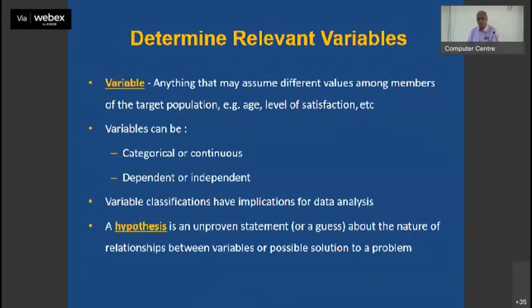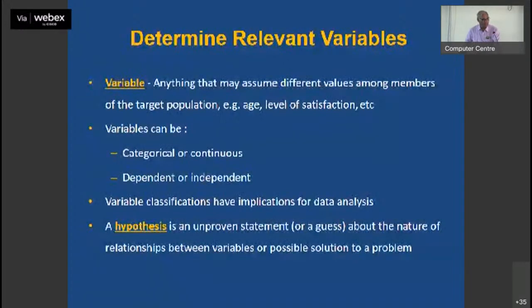Determine the relevant variables, whether categorical variable like dummy variable or continuous variable, dependent or independent variable. So what are the cause and what is the effect that you have to identify on the basis of your objectives? Variable classification has implications for data analysis. So in the entire data analysis or econometric analysis, the classification of data is very important.